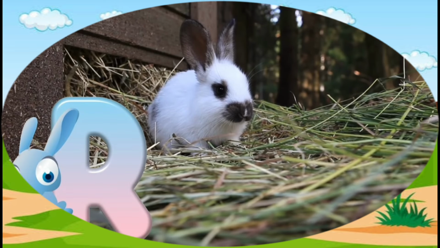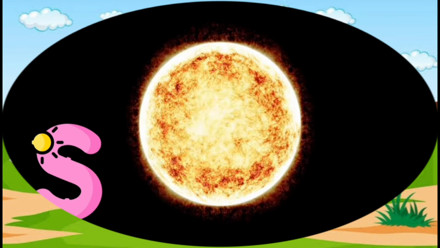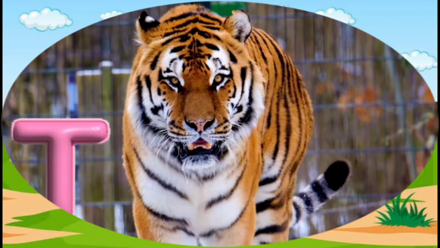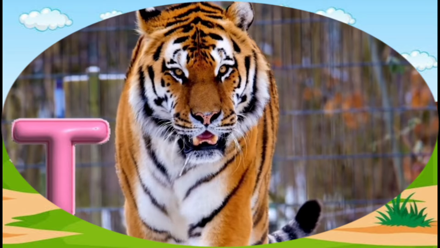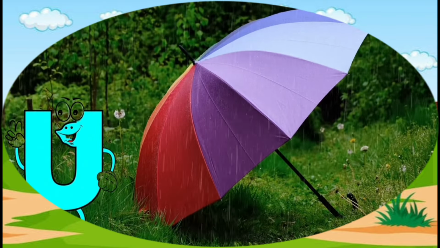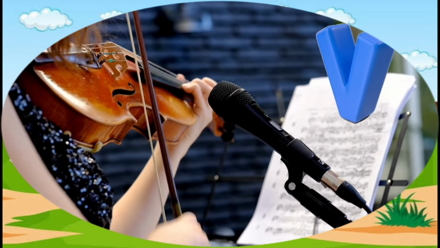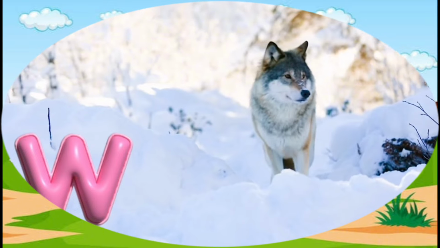R for rabbit, S for sun, T for tiger, U for umbrella, V for violin, W for wall.